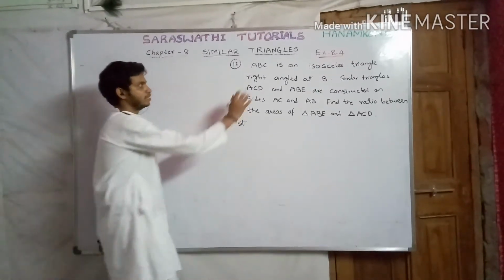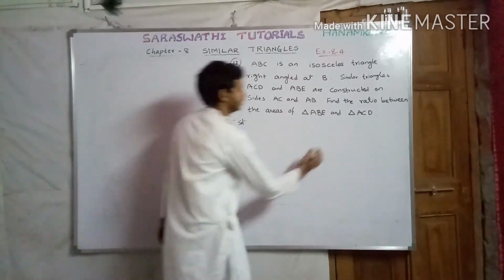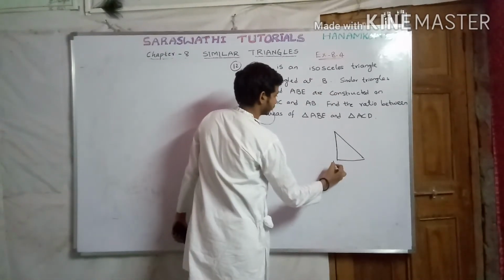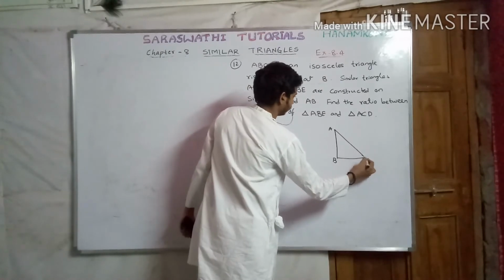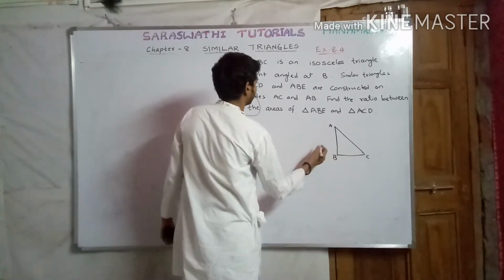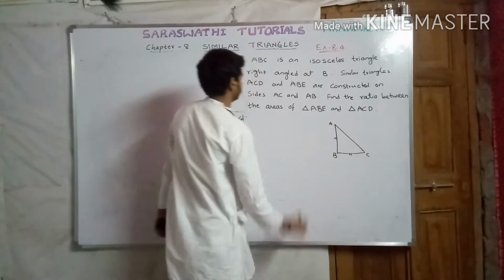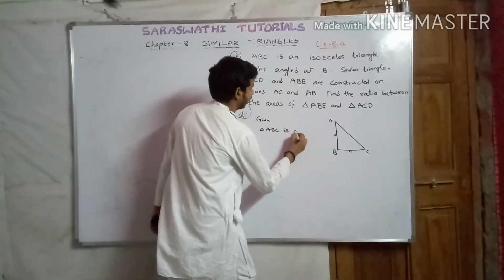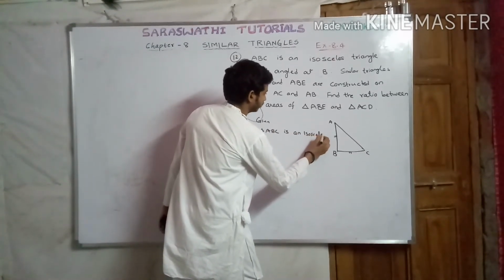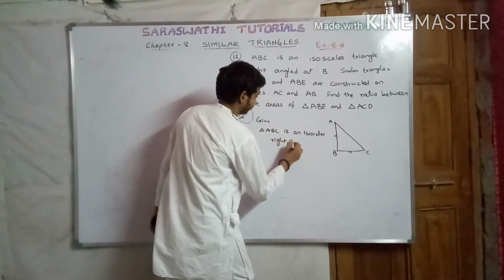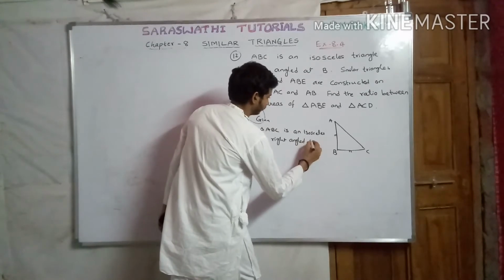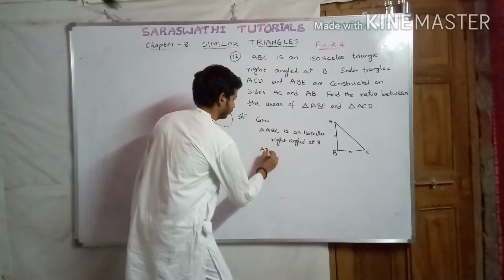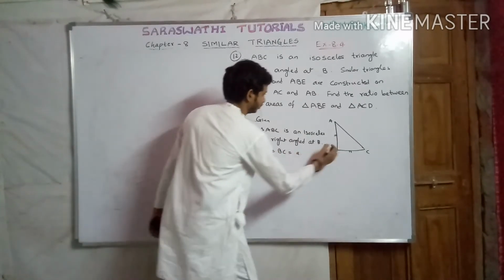The next question is: ABC is an isosceles triangle right angled at B. Consider a triangle ABC, right angled at B, with the other two points A and C. Since it is isosceles, AB equals BC. So, writing the given condition: triangle ABC is an isosceles right angle triangle, right angled at B. That means AB equals BC, and let us suppose it is A units.